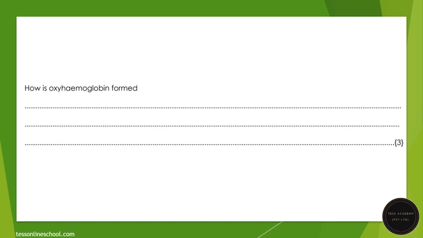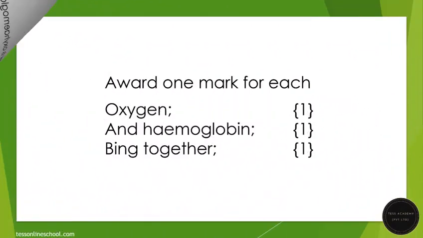The second question is a recall question. How is oxyhemoglobin made? Remember, it's 3 marks, so you need to make sure to add 3 different points. The correct answer is oxygen and hemoglobin bind together. Remember, you have to identify 3 separate points to ensure that you gain the 3 marks. If you haven't included something, please remember to include it in a different color to aid your revision.